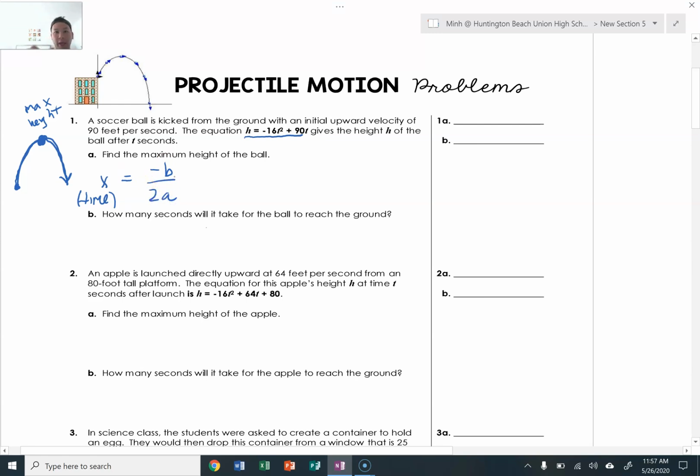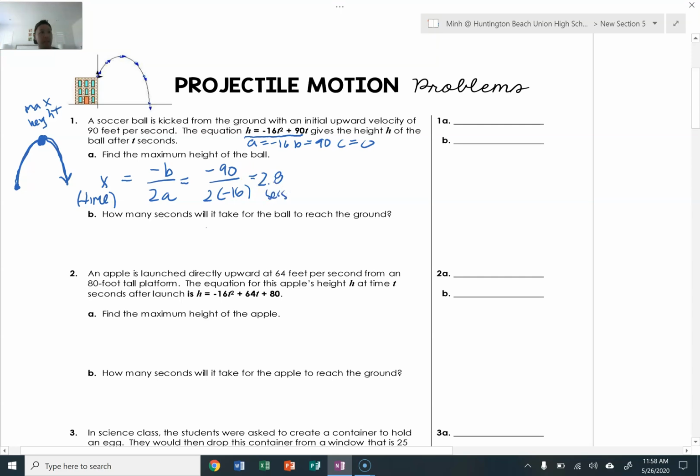So we've got to find our a, b, and c. Our a is negative 16, our b is positive 90, and our c is 0. There's no number at the very end attached to any variable, so it's 0. That's important for later, but not for this problem. So we're going to put it in: negative 90 over 2 times negative 16, and if you put that into the calculator, you're going to get 2.8 seconds.